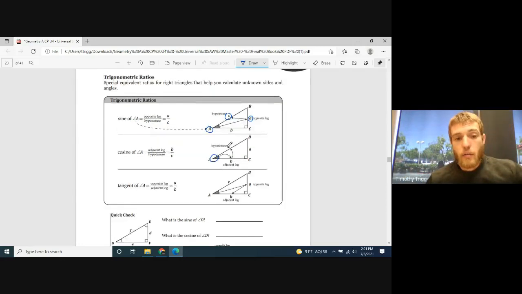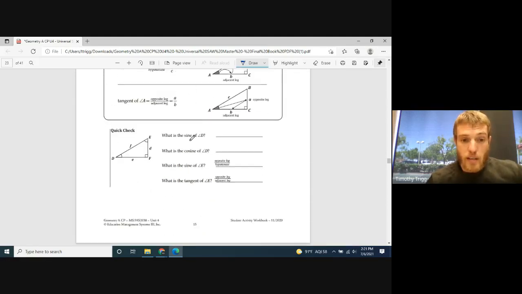Now, the ratio depends on which angle you're looking from. So notice it says sine of angle A. That means you're looking from angle A. Or cosine of angle A, they're talking about you looking from angle A. But if they said sine of angle B or cosine of angle B, you'd be looking from this angle, and that would change your ratio. It'll make sense as we work this out, but make sure you write everything I write right here.